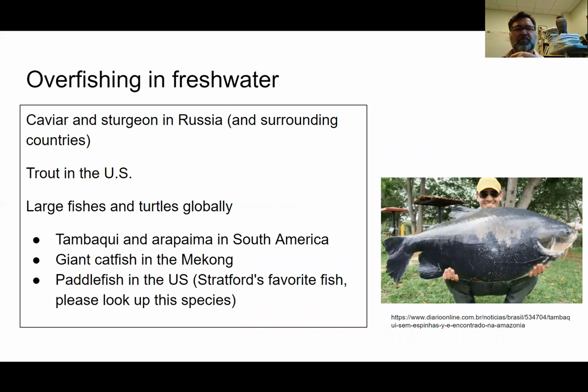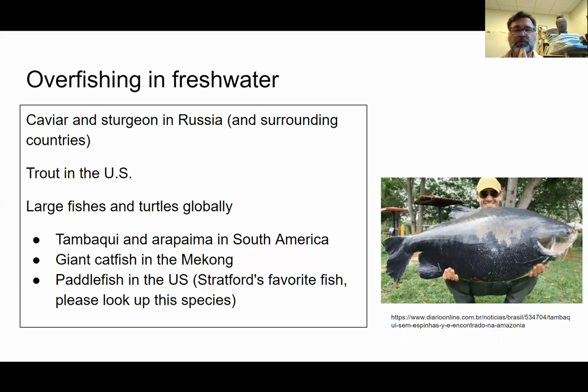Overfishing is not just a problem in marine ecosystems, it's also a problem in freshwater ecosystems. And these are just a few examples, not the only ones. You have caviar, which is eggs, and that has led to the depletion of sturgeon in Russia and some of the surrounding countries. Trout in the US are not taken sustainably, and other large fishes and turtles globally are endangered. And here are just some examples.